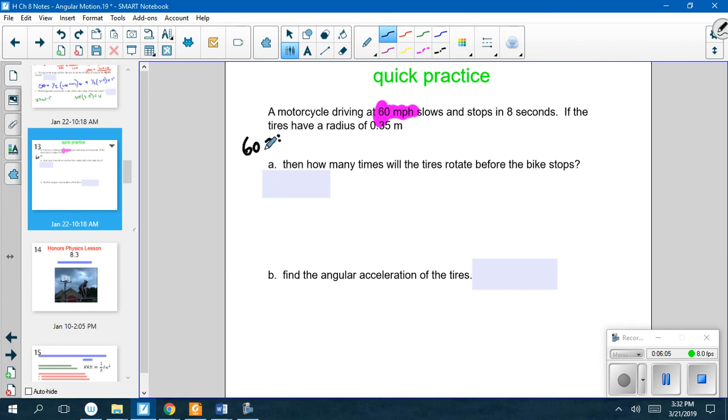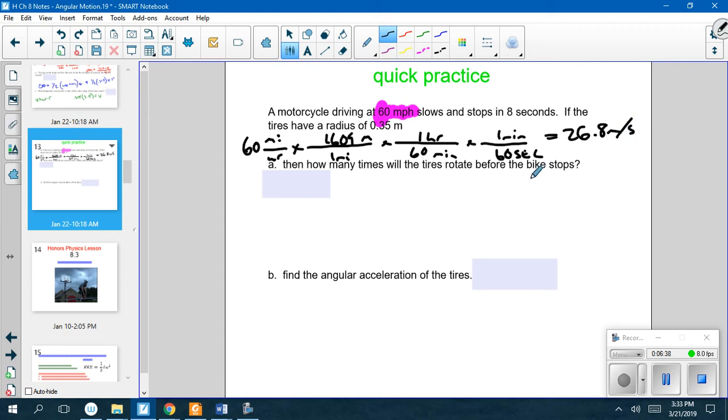60 miles per hour. For every 1 mile, we should have 1,609 meters. And then for every 1 hour, there are 60 minutes. And for every 1 minute, there are 60 seconds. And that should give us 26.8 meters per second. So that is our initial, right? Because we're going 60 miles per hour. Our final is 0, right? So we want to know how many times the tire rotates before it comes to a stop.